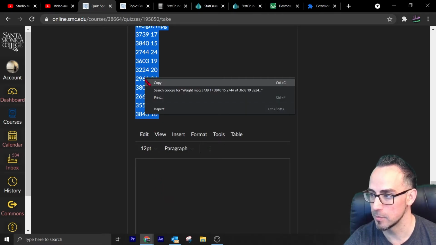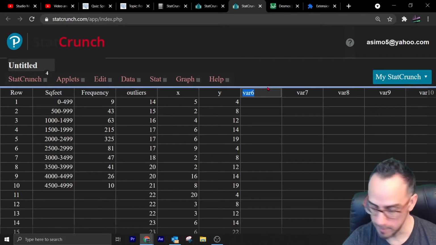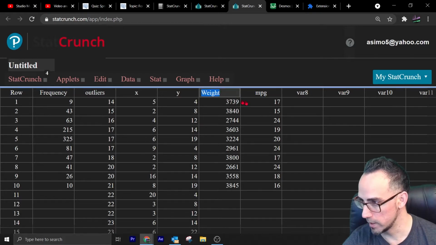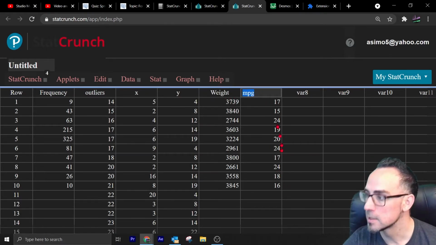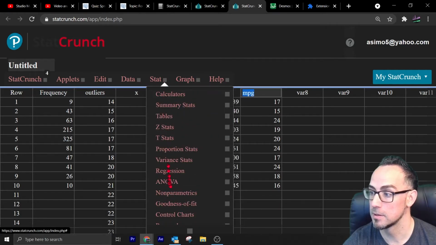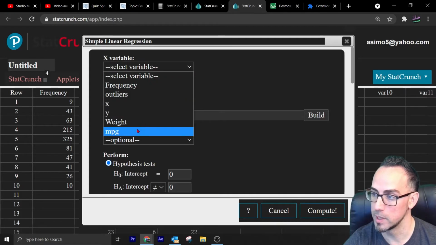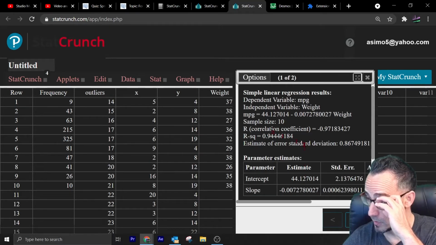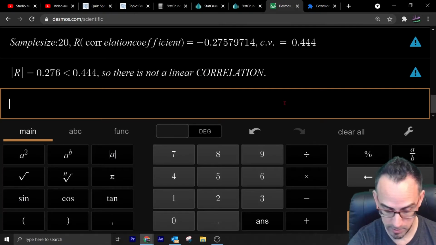So watch. Copy. Go to StatCrunch. Put it right here. Press OK. So we got weight and miles per gallon. We're using the weight of a car to predict the miles per gallon. So I'm just going to go to stat, regression, simple linear. Once again, weight and miles per gallon. Press compute. We have the same sort of stuff to do. Ooh, that's a high R value. For this one, we'll click Control V.